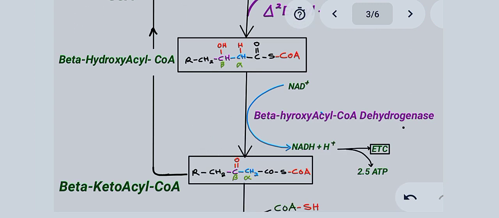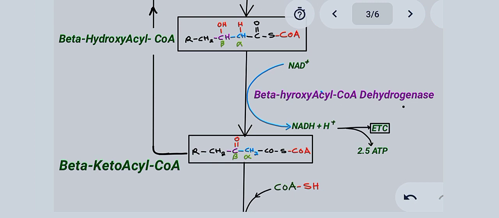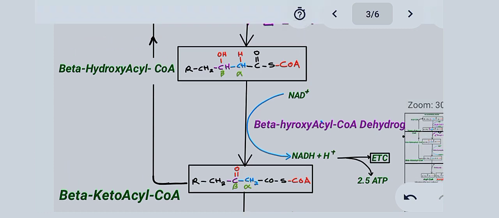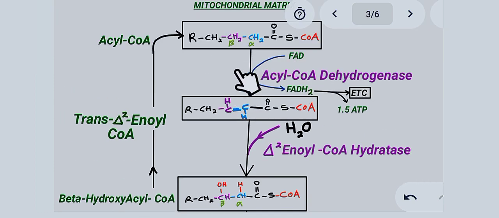Now, in step 3 of beta oxidation, we're going to convert beta hydroxyacyl CoA to beta ketoacyl CoA. Now, let's see what's happening here. In this step, what's going to happen is oxidation. In the first step, what happened was oxidation. Why are we saying it's oxidation? Because we were losing hydrogen ion. Oxidation is simply the loss of hydrogen ion, or you can say the loss of electrons.